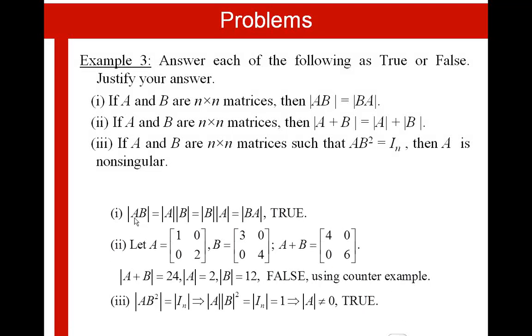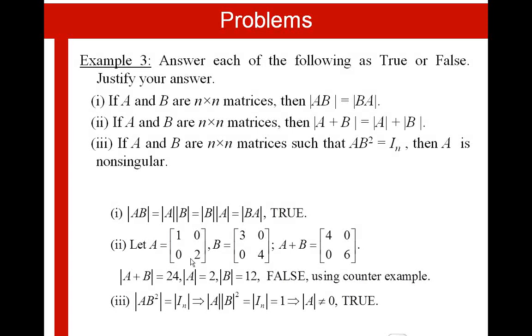Okay, let's look at the first one. The determinant of A times B is equal to the determinant of A times the determinant of B. Since multiplication is commutative, this is the same as the determinant of B times the determinant of A, which is equal to the determinant of B times A, which is true.